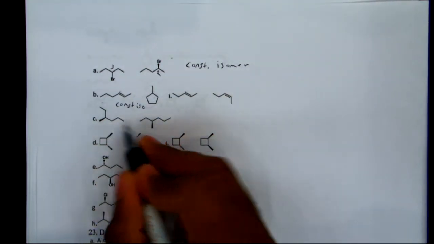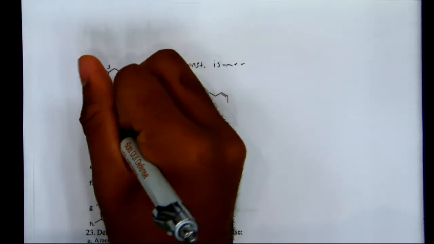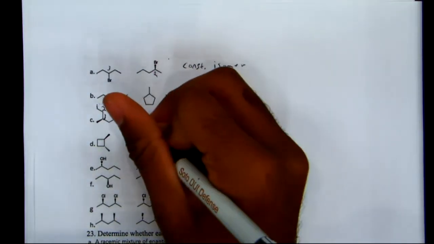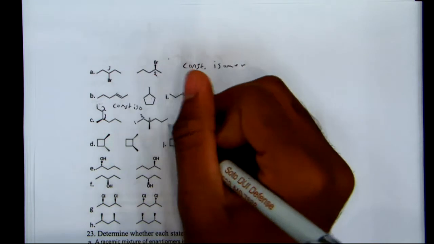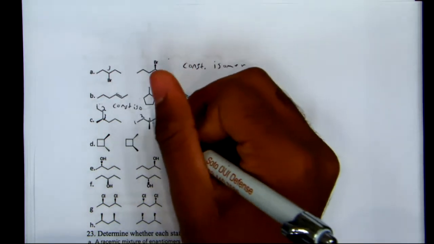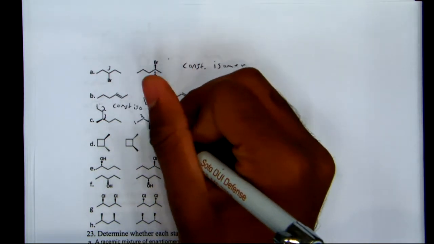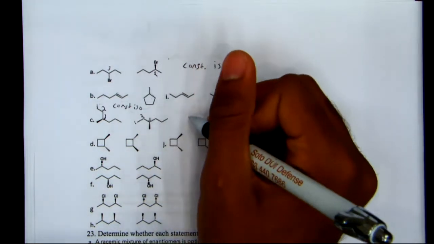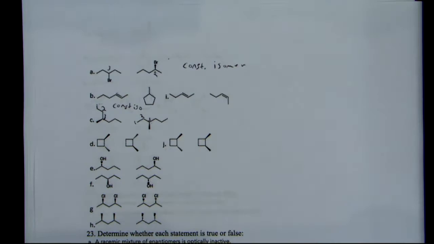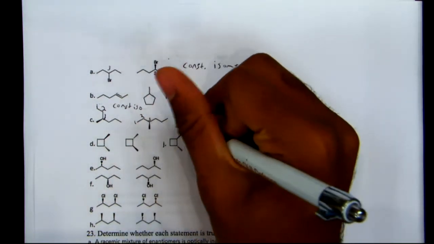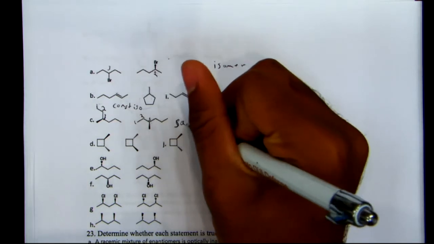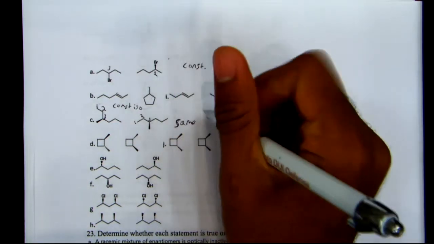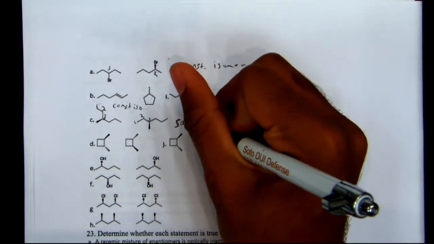This one right here, if you go 1, 2, 3, 1, 2, 3, they both hit the methyl at the same point, and they have the exact same formula. So if you were to name it, which I could do if you guys need me to, you would notice that they are the exact same compound. So basically, whenever you name things and you realize the name is the exact same, then it should be the same compound.